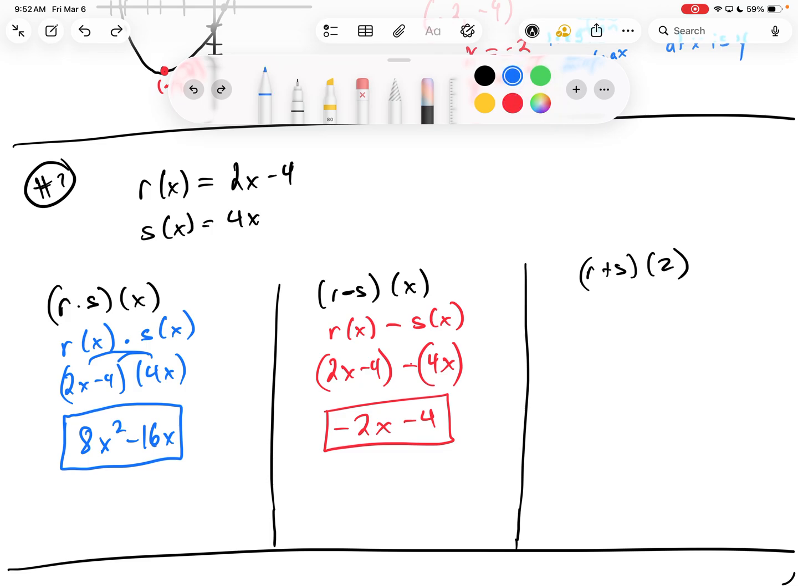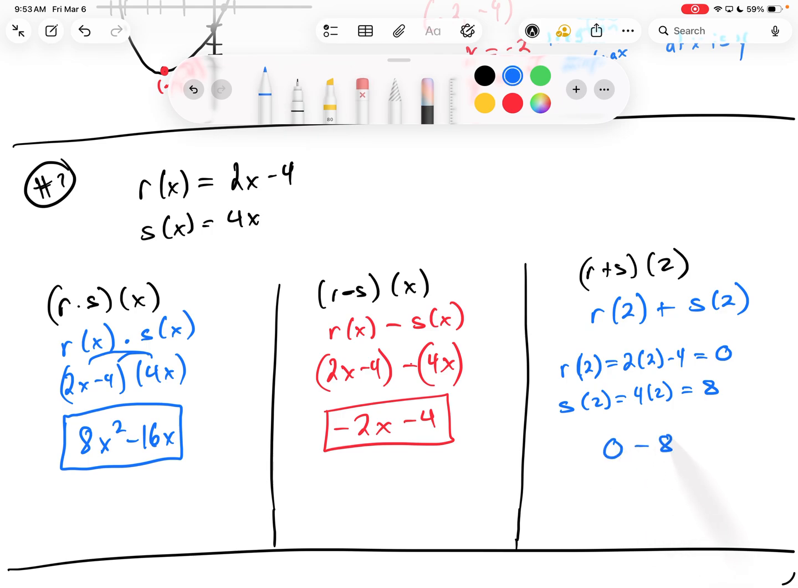When you have a number in here, same idea. I'm doing r of 2 plus s of 2, okay? The way that I would probably do this is find r of 2 and s of 2 first. So r of 2, whatever's inside the parentheses, I just plug in. 2 times 2 minus 4 would be 0. S of 2, I'm plugging a 2 into the x. So that's 8. So I'm doing r of 2, which was 0, minus s of 2, which is 8. So my answer is negative 8.